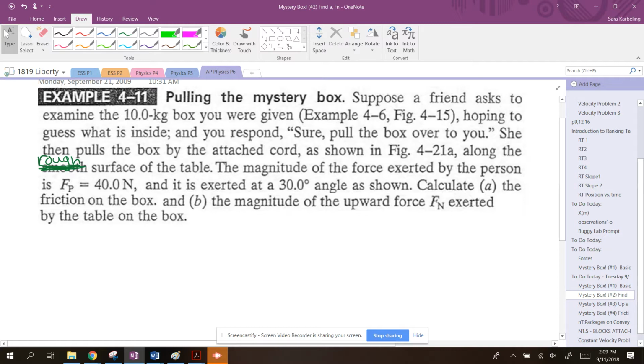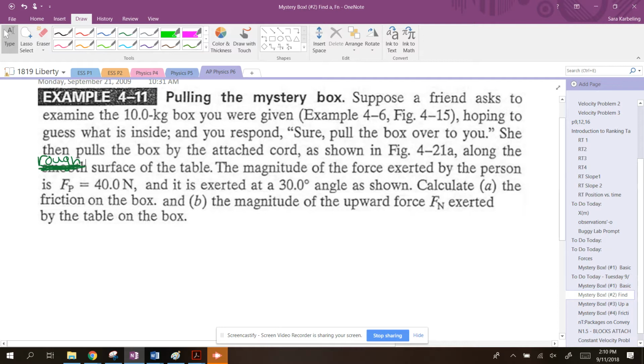I want to know what's in it too. Shake, shake, shake. Hoping to guess what's inside, you say, sure, pull it over to you. She pulls it over by an attached cord. That was a detail that we left out before. Who knew? There's a cord on the box, as shown in the picture we're going to draw, pulling along a rough surface.